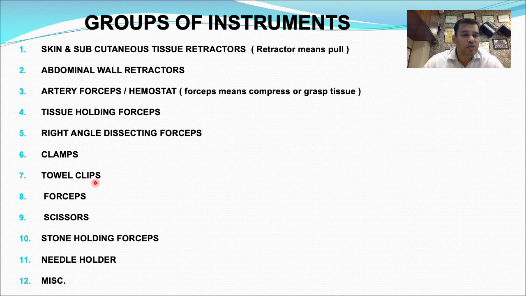Towel clips are the instruments to secure the drapes or the towels to the patient. When you have prepared the patient with betadine solution and you are ready with the surgery, you drape the patient with sterile cloths and secure them with the towel clips. Forceps, scissors, stone holding forceps. There are various types of stone holding forceps. We'll discuss needle holders and other miscellaneous instruments in a later slide.